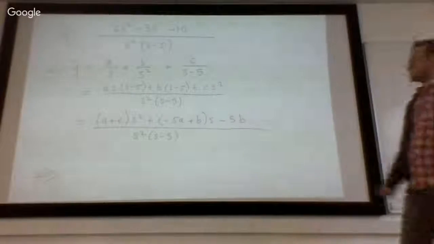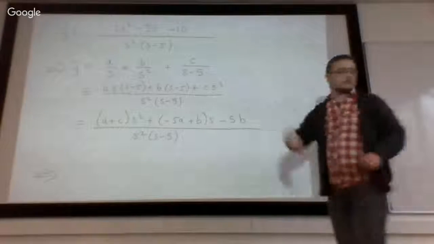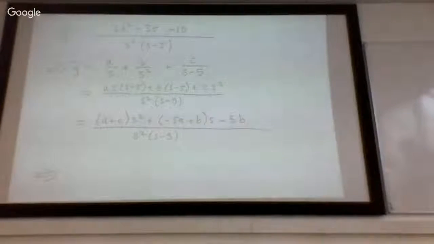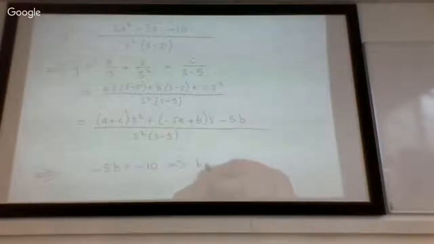Now, where should we start? Well, let's start with B, because B is the only thing involved in the constant, so we'll be able to get this straight away. So this implies that minus 5 times B equals minus 10. In other words, B is equal to 2.